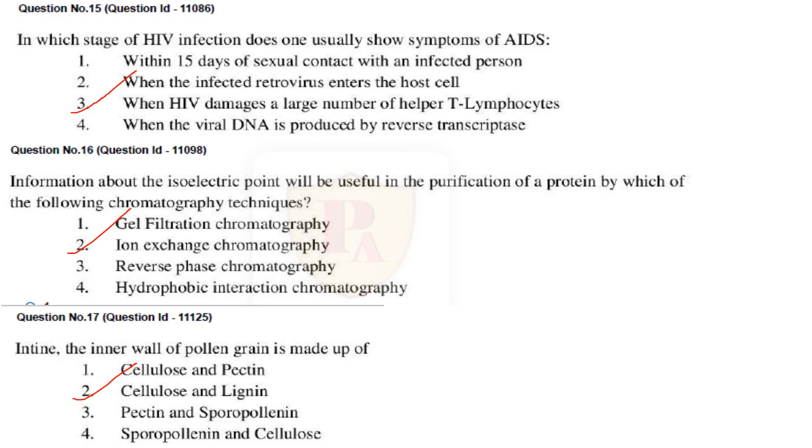Then next one. Intine, the inner wall of a pollen grain, is made up of. So it is made up of cellulose and pectin. Sporopollenin is present on the exine, not on the intine.